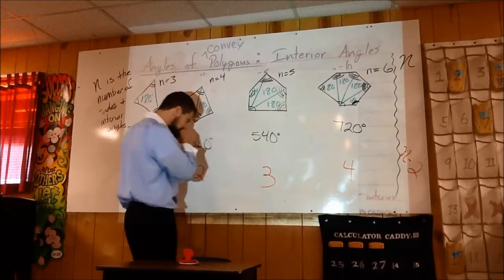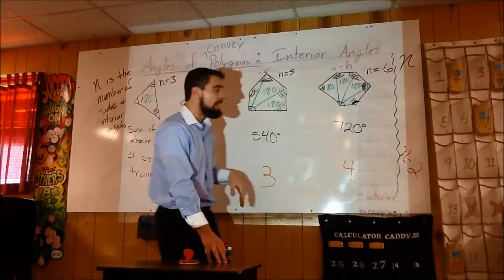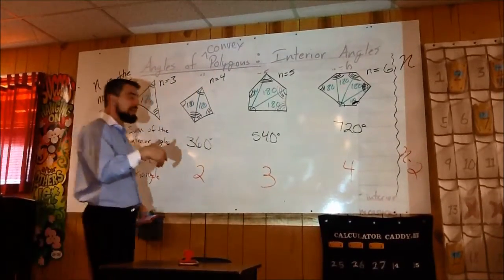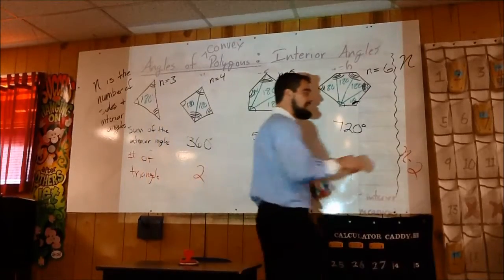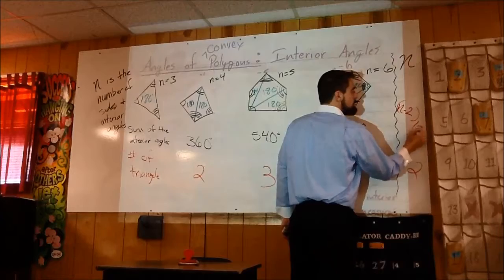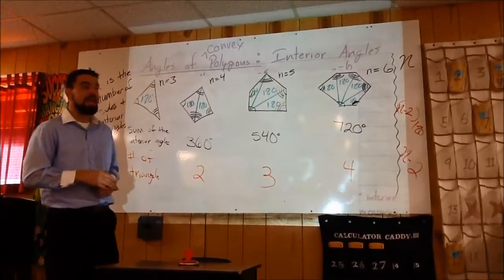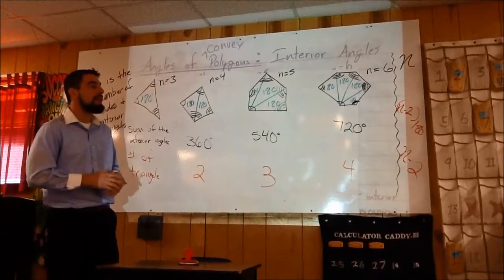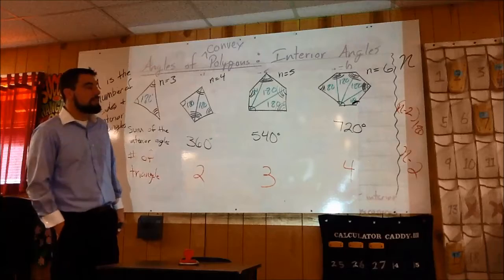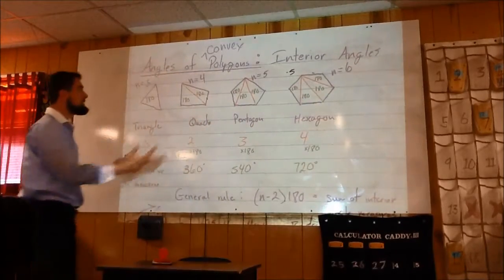We're just taking the number of sides, we subtract 2, and that's how many triangles can fit in there. Then we took that number and we multiplied it by 180. So if I want to know the sum of the interior angles, I'm going to take the number of sides minus 2 and multiply that by 180 degrees. Okay, so your paper should look like this.